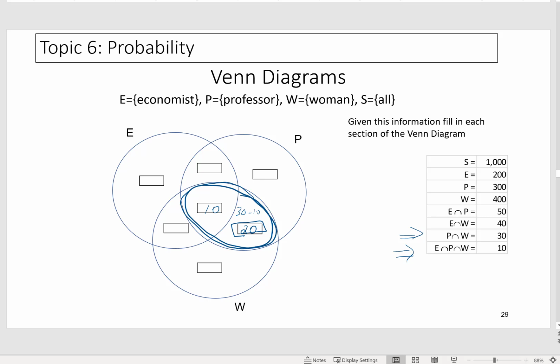And I would do that for each of these intersections. And then for P, when I just want to say professors, this many of the 300 will already be taken, so I have to take 300 minus each of those separate pieces. That's when you have to take into account that there was something in the intersection. So you can finish the rest of that problem.